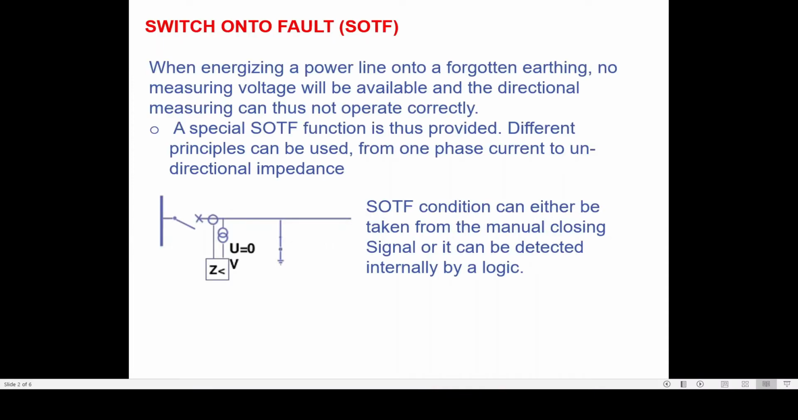And the first ancillary function is switch on to fault. As the name suggests, switch on to fault means you are switching on your circuit breaker onto an existing fault. And what does that mean? Why are we closing a circuit breaker onto an existing fault?